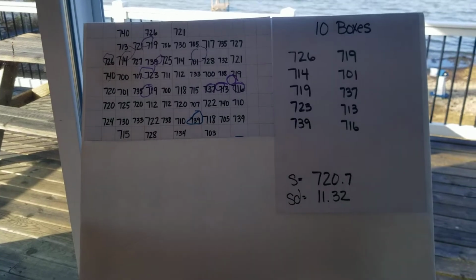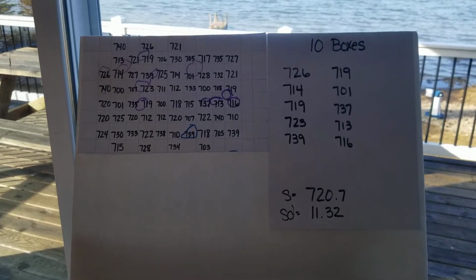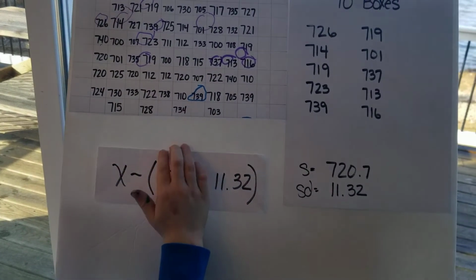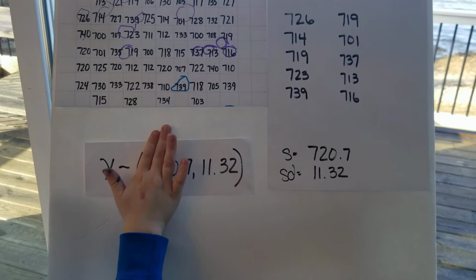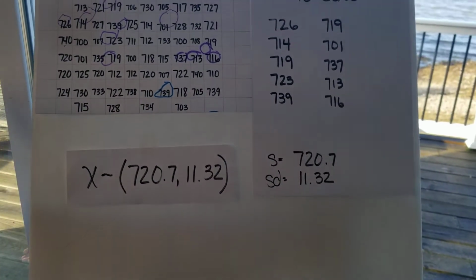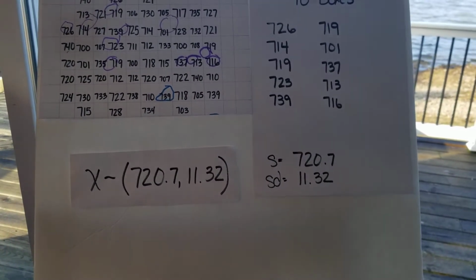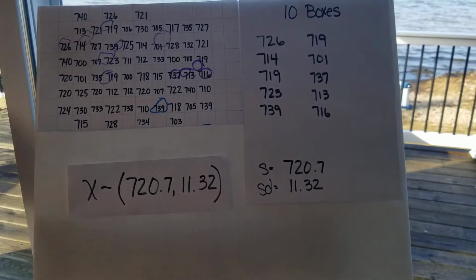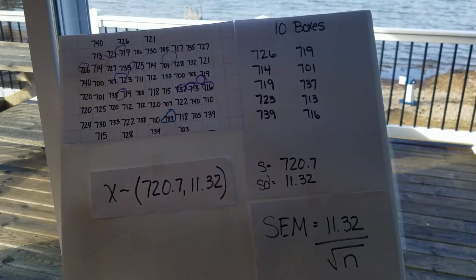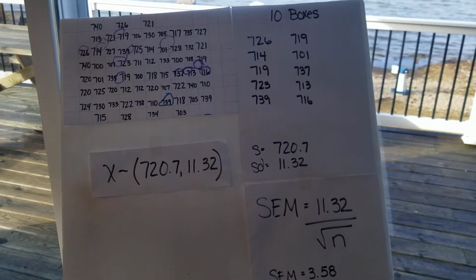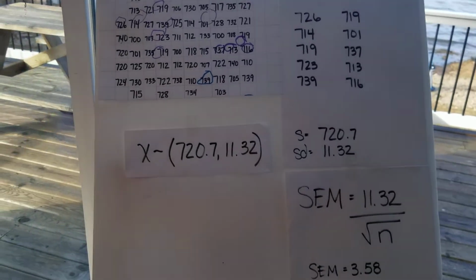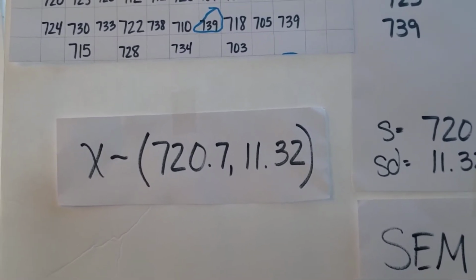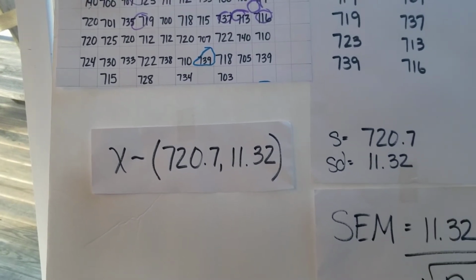So how do we write our original distribution? Just like we did last time. We put x approximates, our mean, 720.7, and our standard deviation, 11.32. So now we're going to use that, and we know our sample size is 10, to create our sampling distribution of the mean. All right, so we have our original distribution written here, 720.7 and 11.32, which was our sample mean and our sample standard deviation.